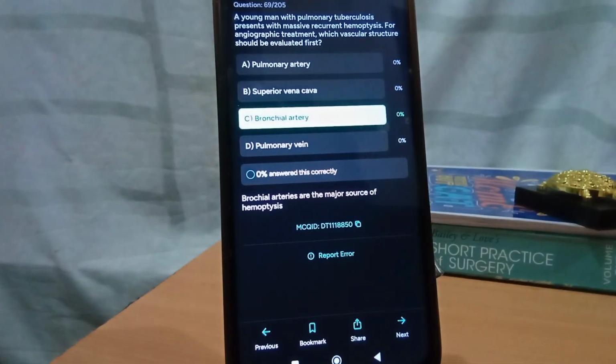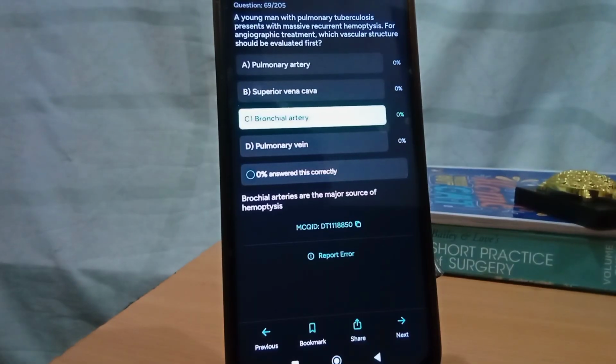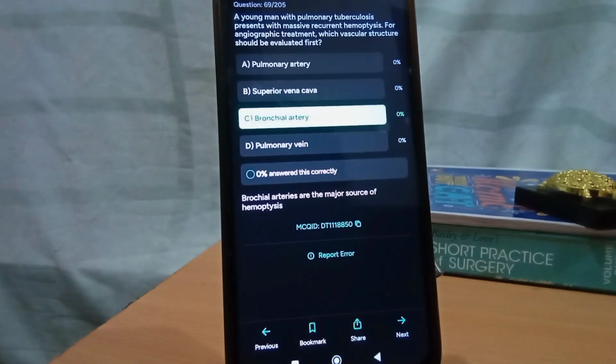Next question. A young man with pulmonary tuberculosis presents with massive recurrent hemoptysis. With angiographic treatment, which vascular structure should be evaluated first? So the answer is bronchial artery, because bronchial artery is a major source of hemoptysis.